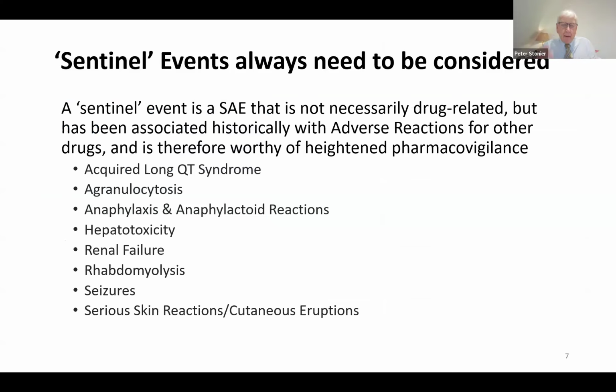But nowadays it's possible to identify certain leading indicators of safety problems, and one of these is known as a sentinel event, which is a serious adverse event that is not necessarily drug related, but has been associated historically with adverse reactions to other drugs, and is therefore worthy of heightened pharmacovigilance.